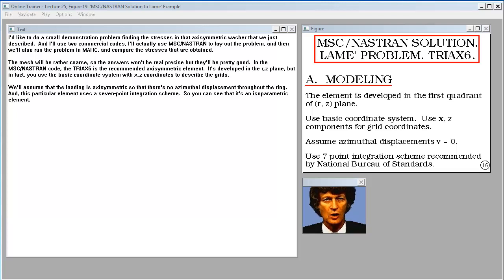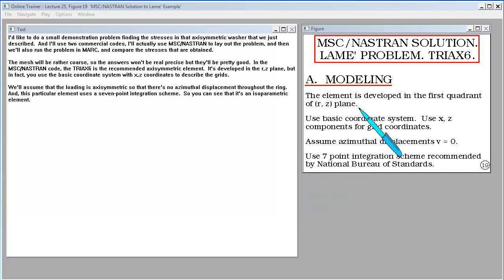I'd like to do a small demonstration problem, finding the stresses in that axisymmetric washer that we just described. And I'll use two commercial codes. I'll actually use MSC Nastran to lay out the problem, and then we'll also run the problem in MARC and compare the stresses that are obtained. The mesh will be rather coarse, so the answers won't be real precise, but they'll be pretty good.